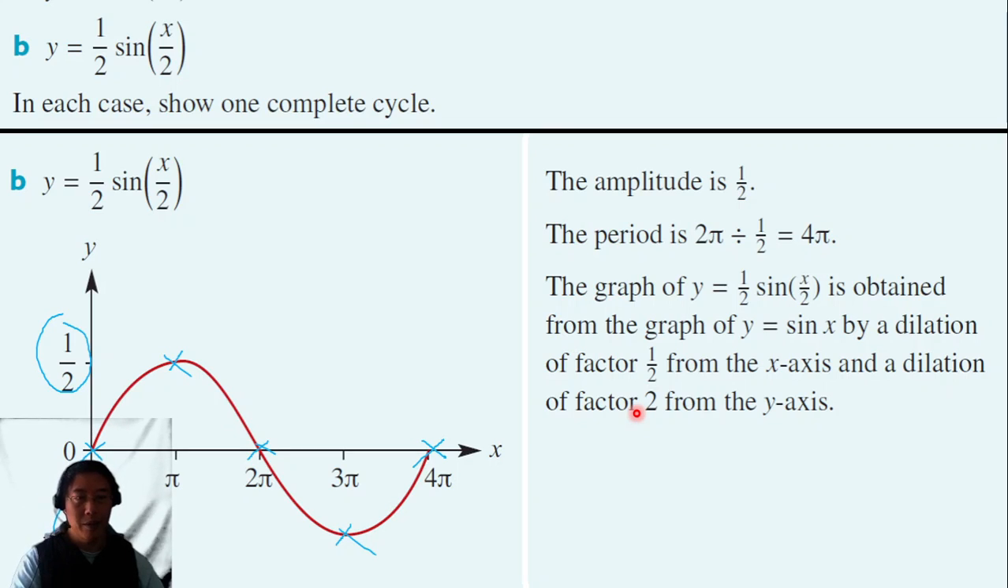Wait, my bad. It's correct. I've done that backwards. The factor 1 over 2 from the x-axis is correct. That's the 1. When you have the 1 over 2 here, we get a period of 4 pi. That's when we get a factor 2 from the y-axis, so it gets stretched out from 2 pi to 4 pi. So I did that backwards, my bad.